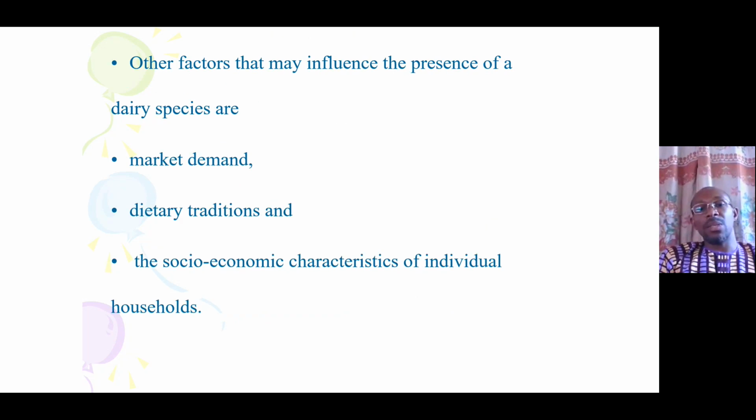Other factors that might influence the presence of dairy species are the market for it. Is there a market for the milk from these dairy animals? Dietary tradition: is it the tradition of the people in that area to accept milk from this group of animals? Socioeconomic characteristics of individual households within that location. Most times you have mostly poor families. They tend to rely more on small ruminants, as dairy animals require a lot of capital to keep them. So at least you require less capital to keep the small ruminants.